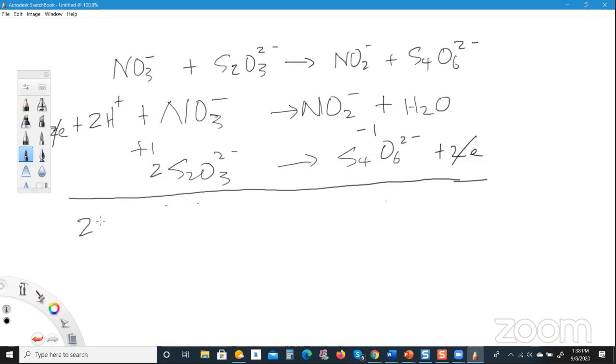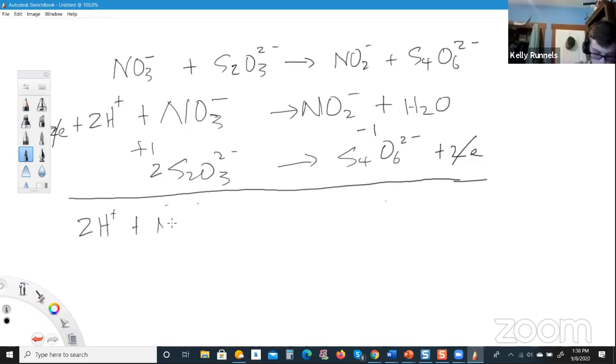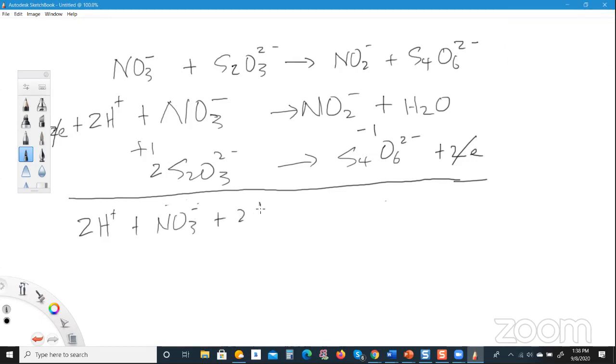So that would be 2H+ plus NO3- plus 2S2O3 2- to give NO2- plus H2O plus S4O6 2-. And then of course we have to check to make sure everything is balanced.